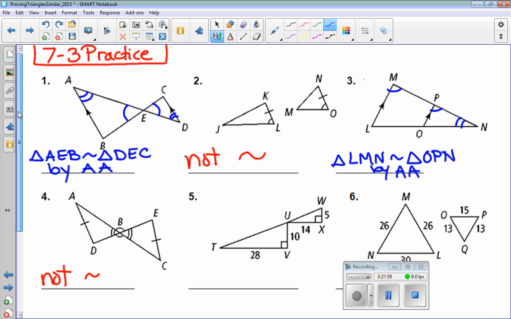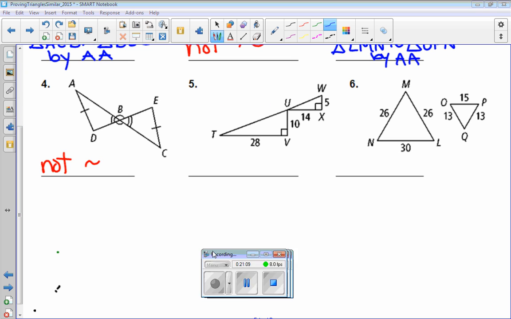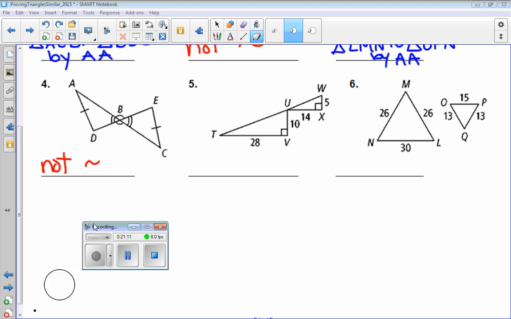Okay. All right, we have two more down here with 5 and 6, but this time we're given some side measures, so we are going to have to do some testing. If you look at number 5, which one am I looking at choosing? Side, angle, side, or side, side, side?